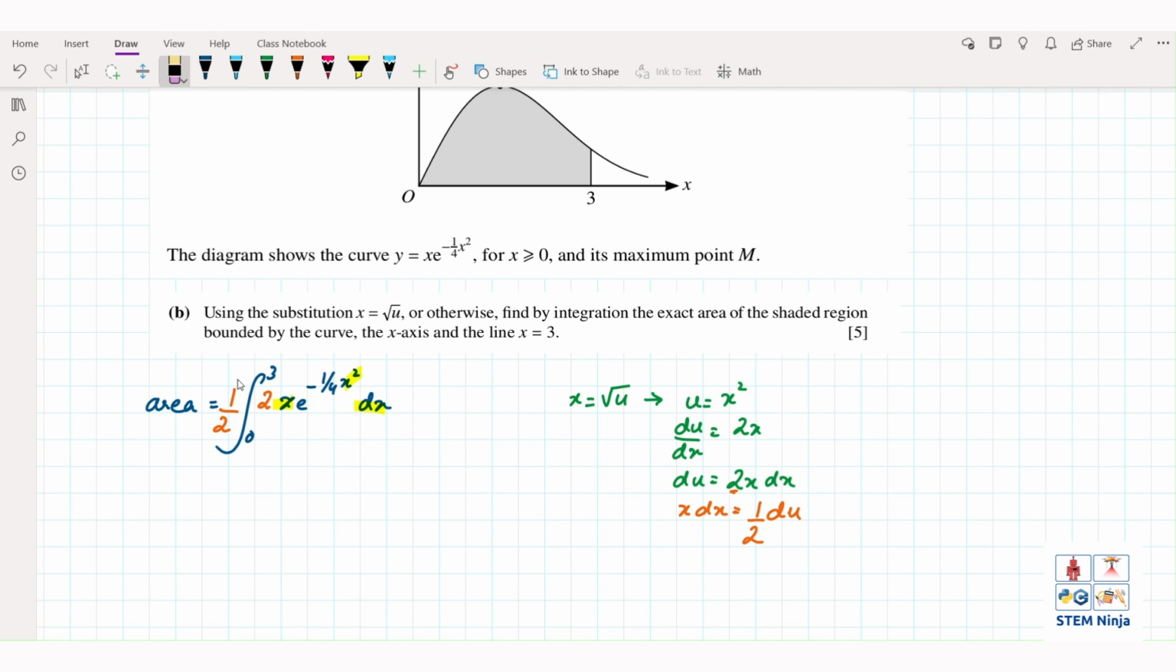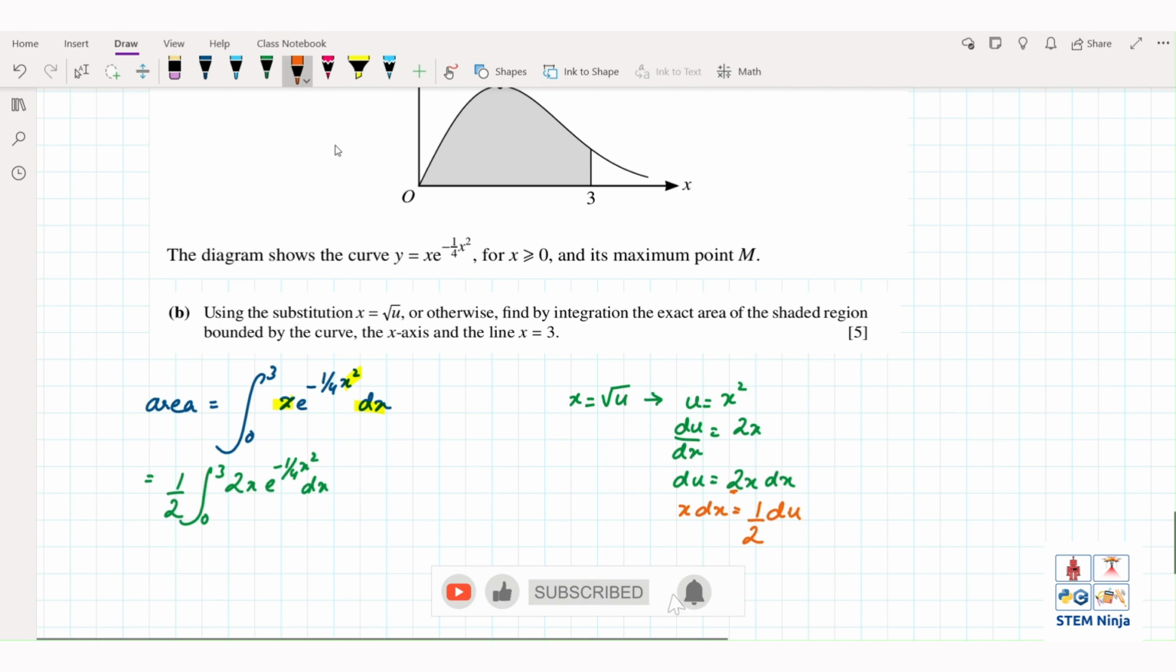So let's use the orange one. So you will have that. The green one is also fine. Okay, now let me use the green one separately and the other one separately. So 1 over 2, 0 to 3, 2x e raised to power minus 1 over 4 x squared dx. And the other way would involve the du. We still haven't actually done that yet.